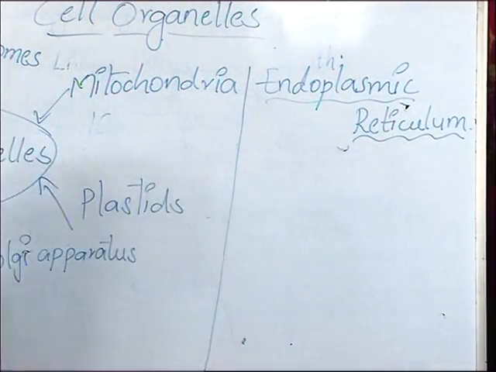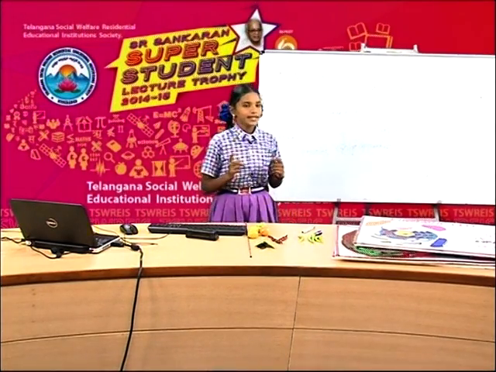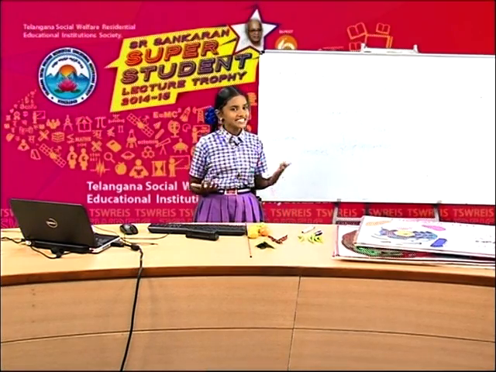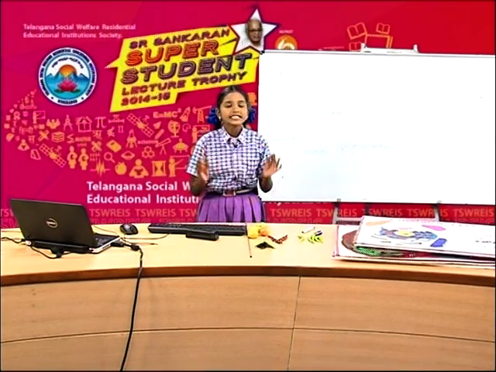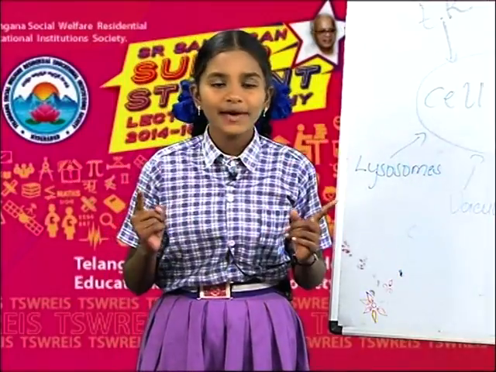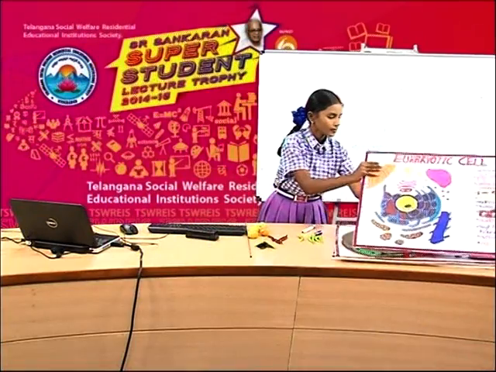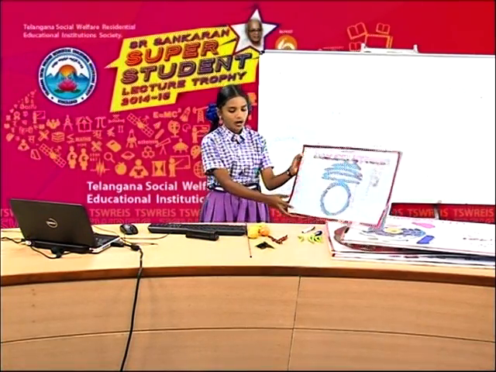It is also denoted as ER. The large network of membrane is called endoplasmic reticulum. Endoplasmic reticulum is similar to plasma membrane. Endoplasmic reticulum may have some granules on its structure.